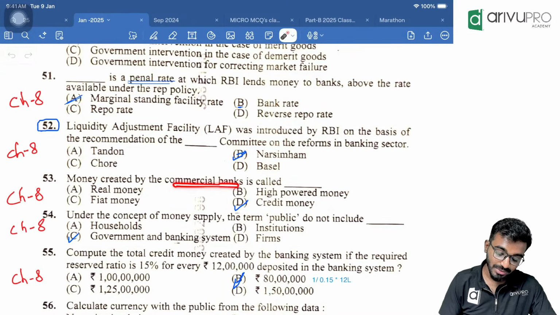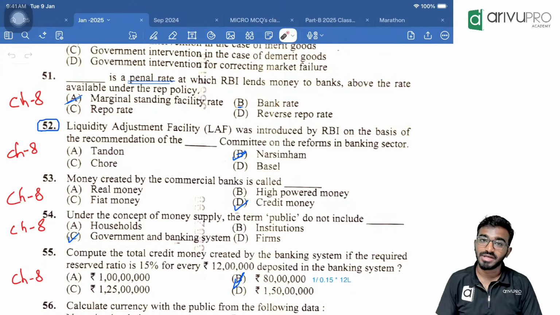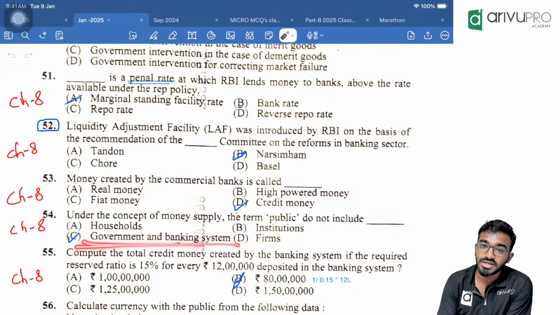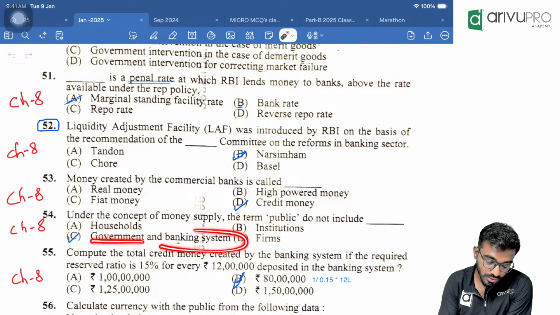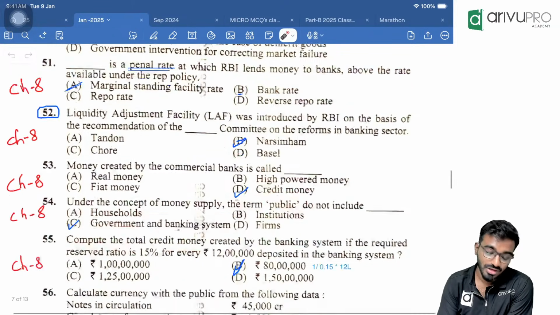Money created by commercial banks is called credit money. The term public does not include banks and governments. They are not the producers of money. Sorry, they are the producers of money. Producers of money is not under the definition of the banking system.